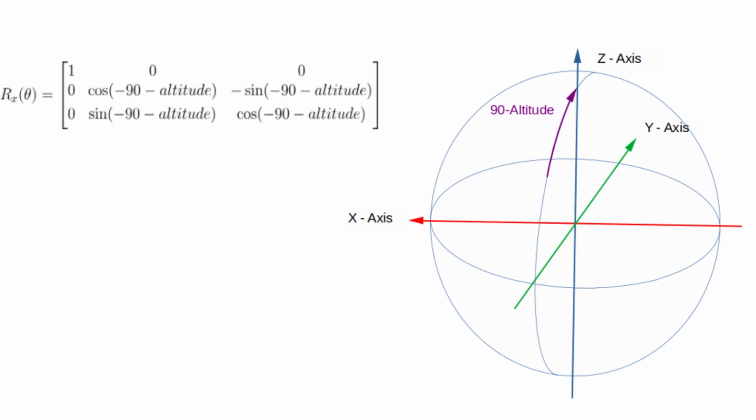The fourth rotation depends on the elevation of the observer's view. If we're looking straight up, the altitude's 90 degrees. If we're looking at the horizon, it's zero. We rotate around the x-axis by 90 degrees minus the altitude.